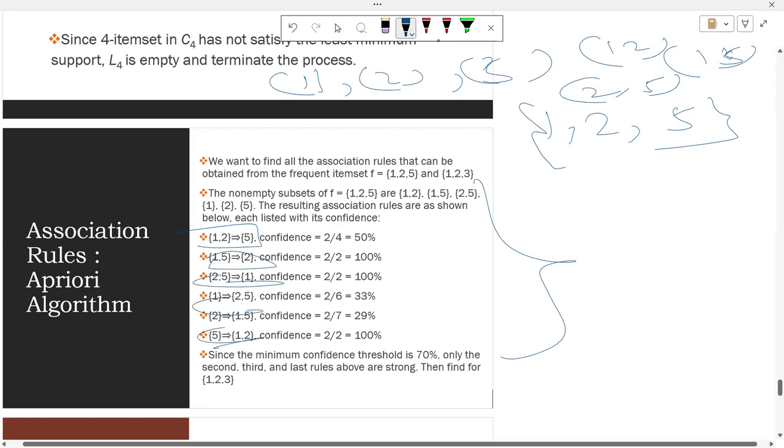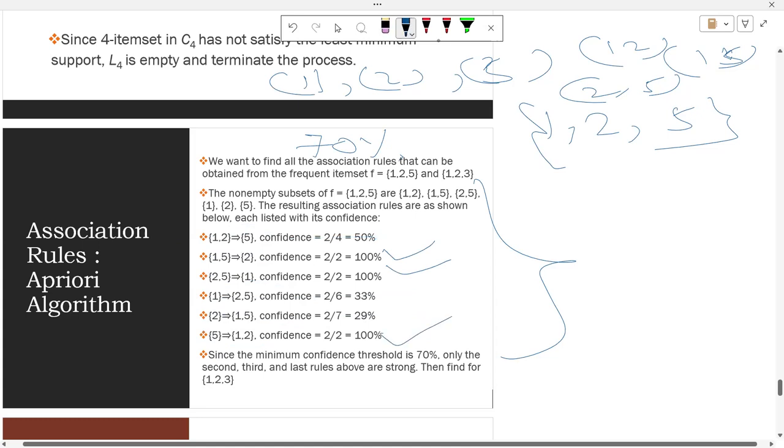Then you can calculate the confidence, right? In the previous case, the minimum confidence is 70%. So this one is below 70, so we cannot take this rule. But the remaining three rules are above 70%. So we consider these three as the final association rules, right?